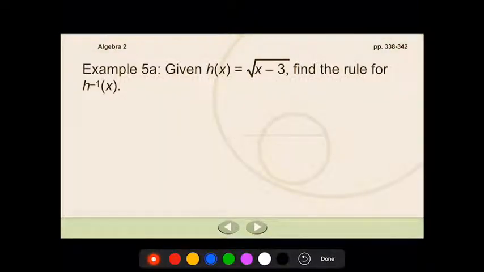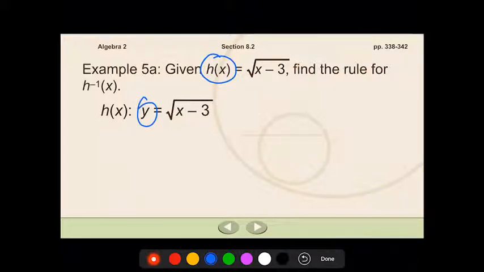So here's an example. Given that h of x is equal to the square root of x minus 3, find the rule for h of negative 1. So here again, guys, we're looking for the inverse. Hopefully you remember the steps. First step is to replace the f of x or h of x or g of x, whatever it is, this piece right here, you replace it with y. That's the first step. Again, you should have all this written down in your notes.